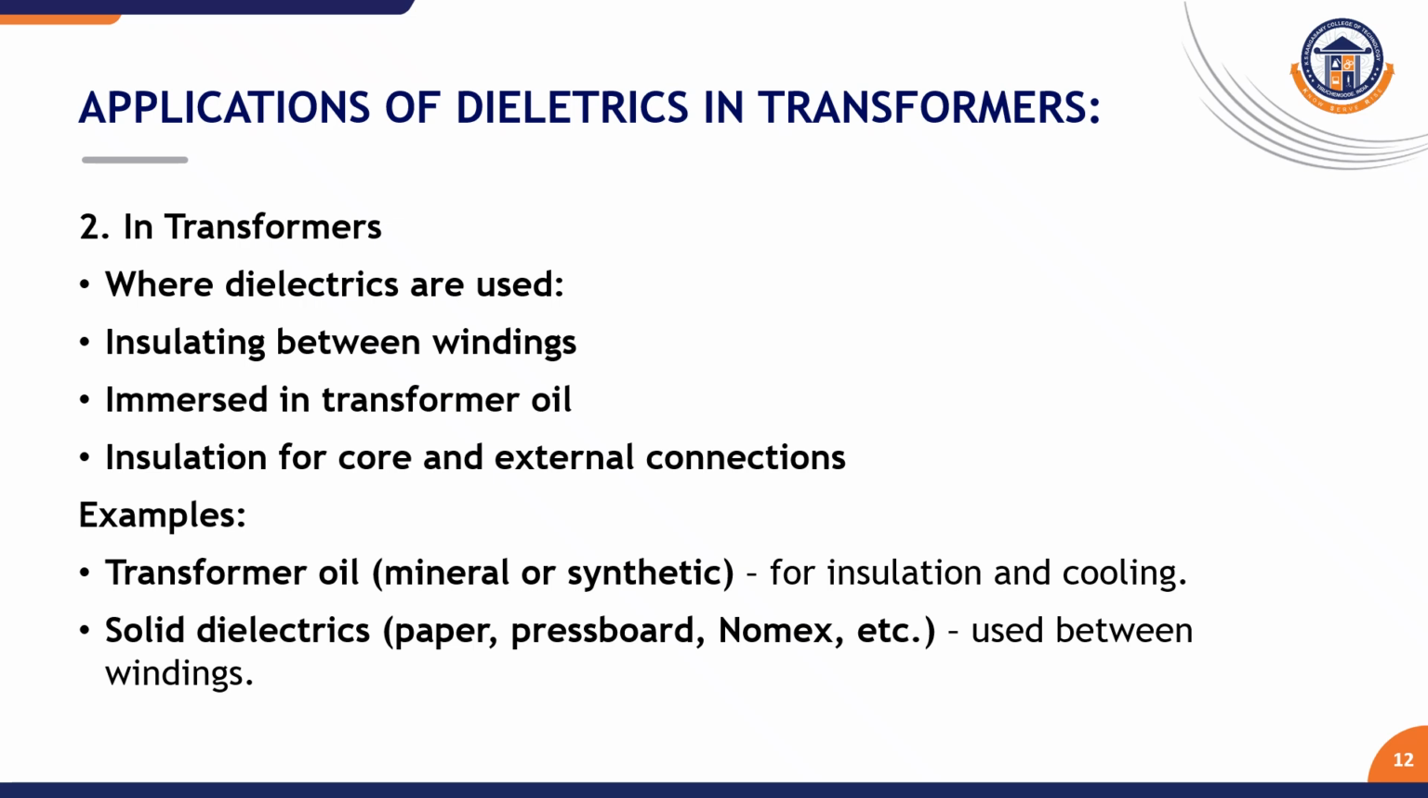Next, applications of dielectrics in transformers. Dielectrics are used in transformers for insulation and cooling. Transformer oil insulates and removes heat. Solid insulators like paper or Nomex separate windings. The applications include preventing arcing, high voltage transmission, and providing mechanical stability and insulation.